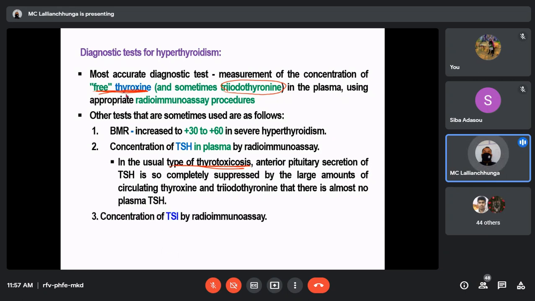Another test we can do is determination of the concentration of thyroid stimulating immunoglobulin, again by radioimmunoassay. Usually TSI should not be there if there is no autoimmune reaction. But if there is an increasing concentration of the TSI, we can say that there is hyperthyroidism, that is thyroid toxicosis, which is due to autoimmune reaction. But in case of thyroid adenoma, TSI is very low.